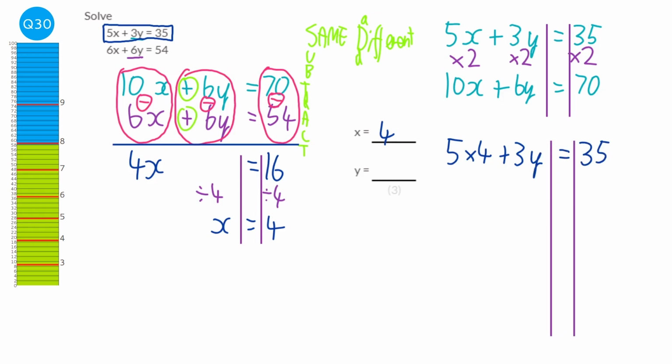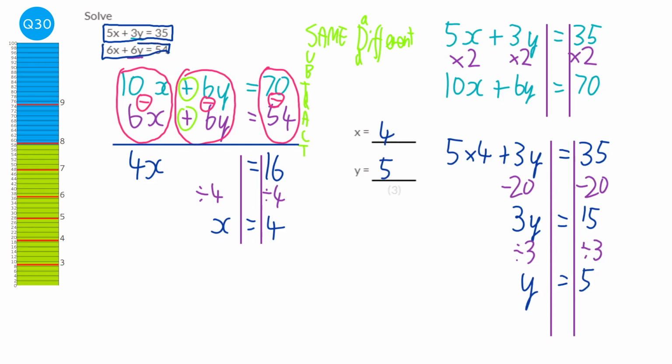And 5 times 4 is 20, so I'm going to take away 20 both sides to get rid of the 20. So we've got 3y equals 15. And then we're going to divide by 3 both sides. So we've got y equals 5. Now we can substitute in the values into the second equation. So 6 times 4 plus 6 times 5 does equal 54.